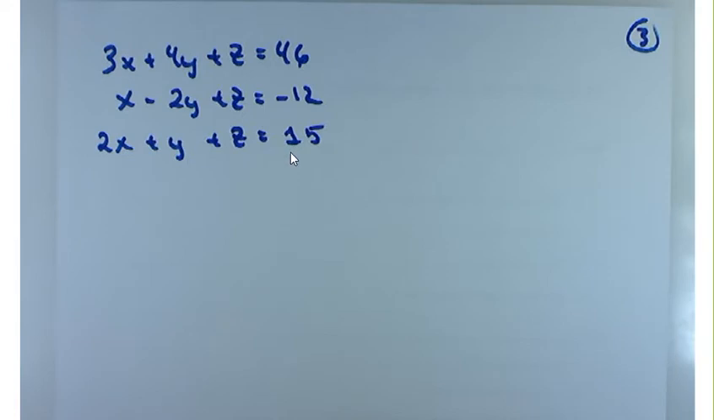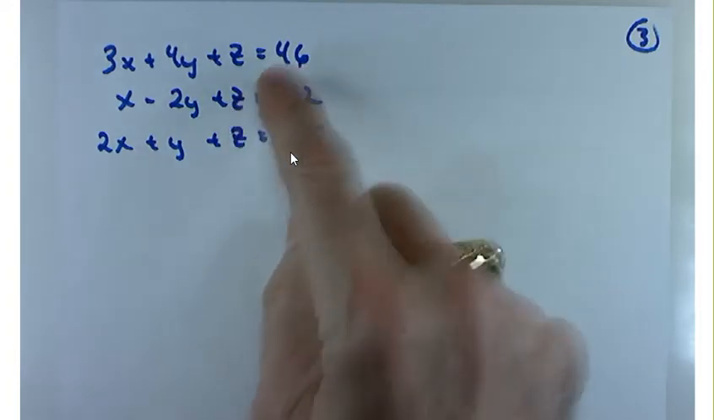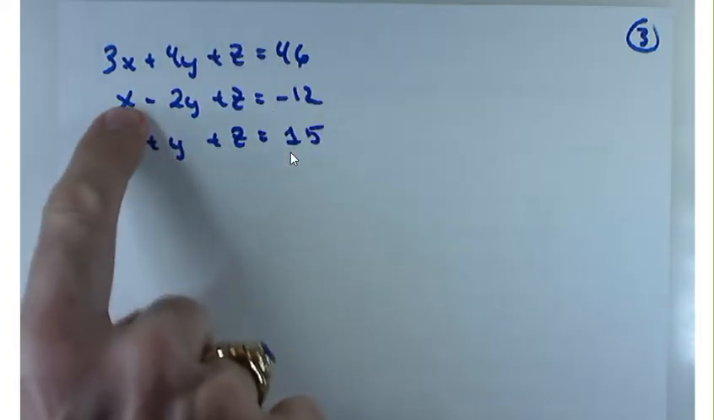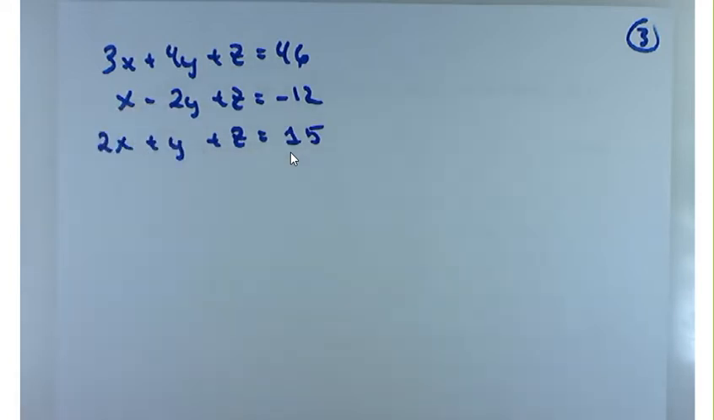Any preferences? Does any of them look easy? I mean, there's a lot of good choices. That has a coefficient of 1. All these have a coefficient of 1. And that has a coefficient of 1. So whatever one of these works for you. Any preference?